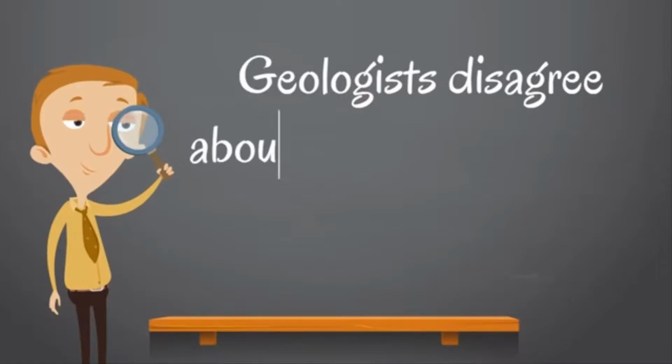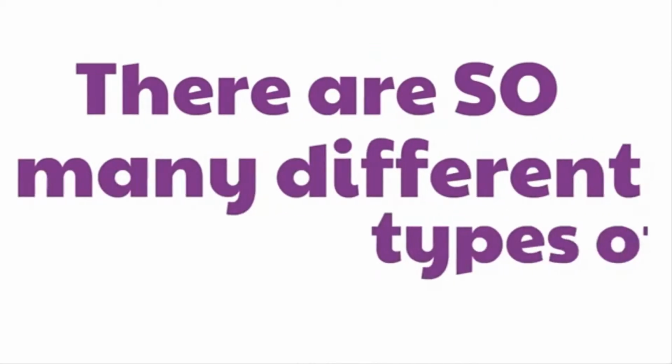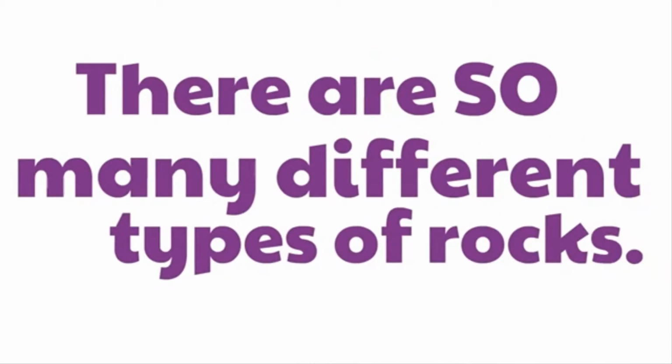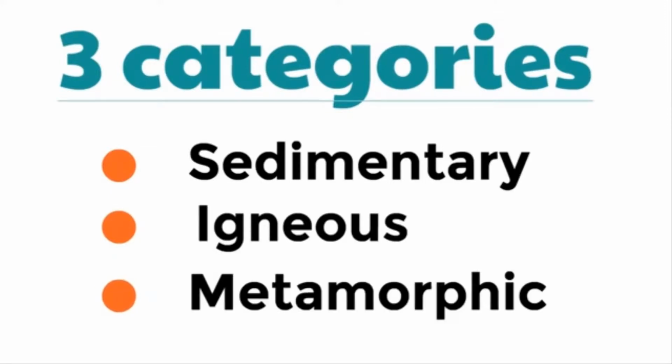Geologists disagree about how many different types of rocks there are, but we can all agree on this. There are so many different types of rocks. To make things more simple, rocks are put into three categories, three major types of rock: sedimentary, igneous, and metamorphic. Can you say those with us? Sedimentary, igneous, and metamorphic. Yeah.